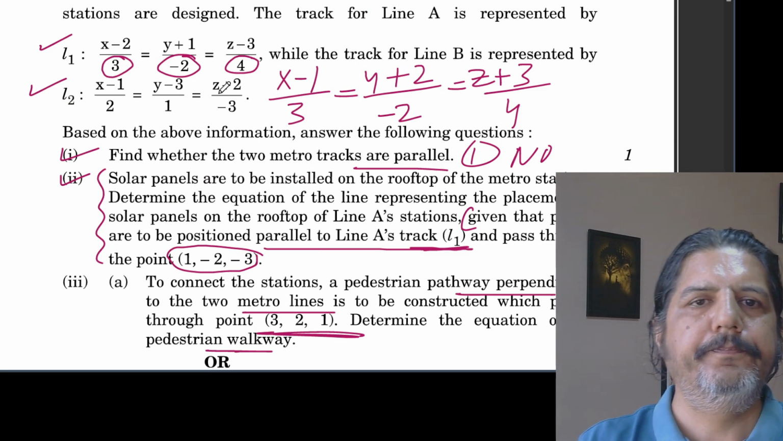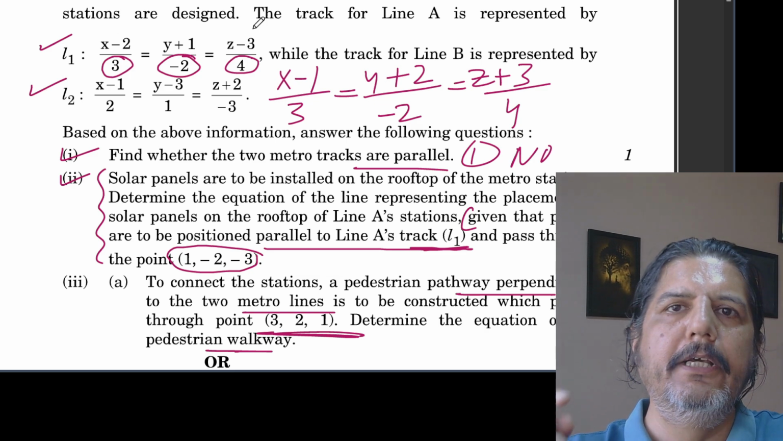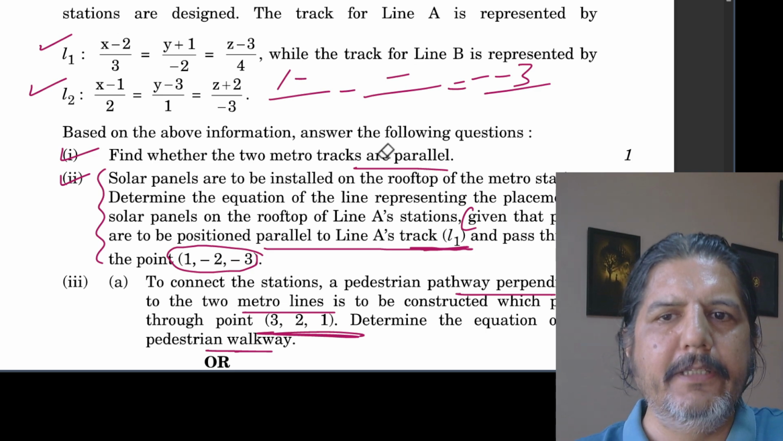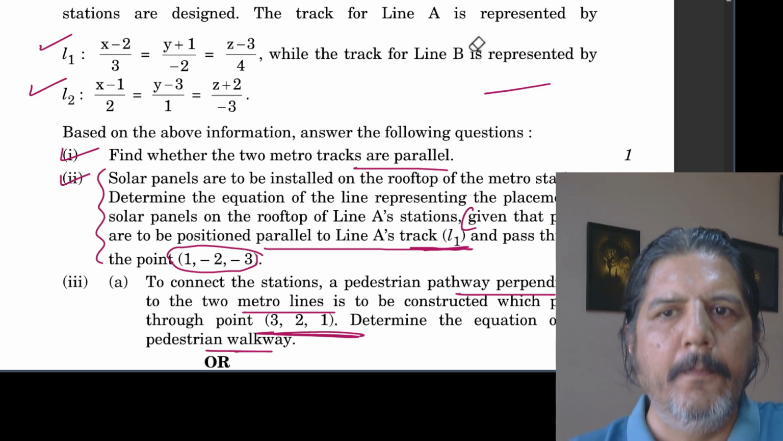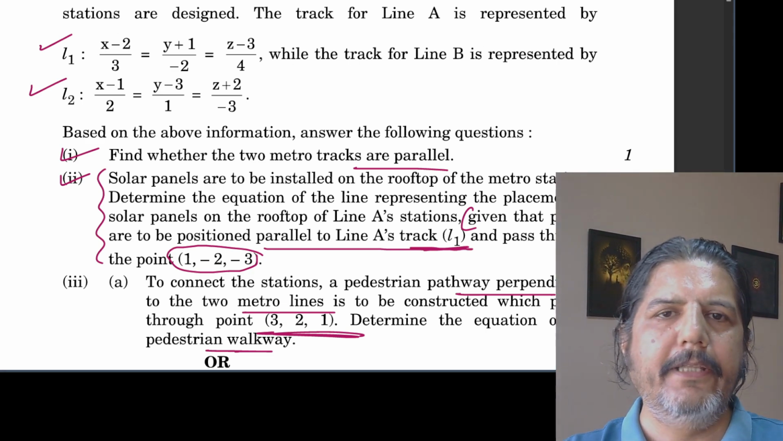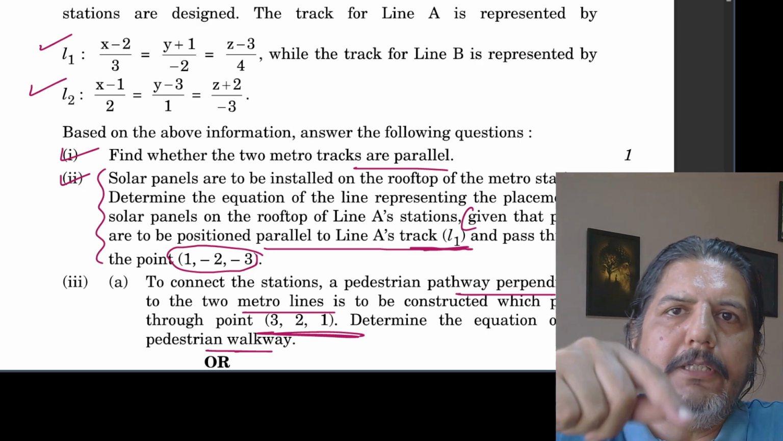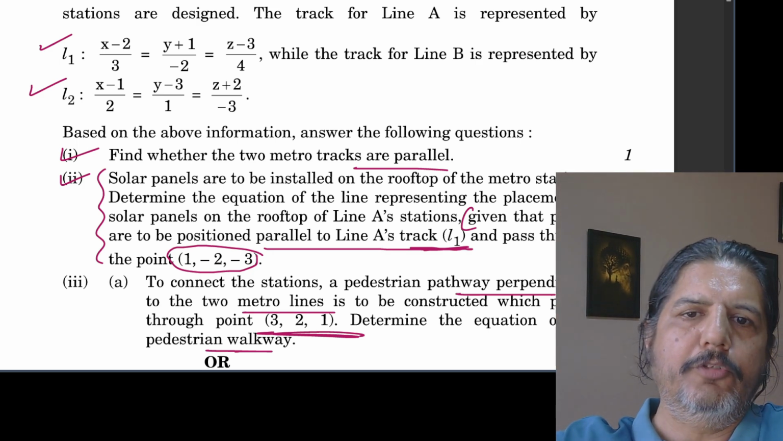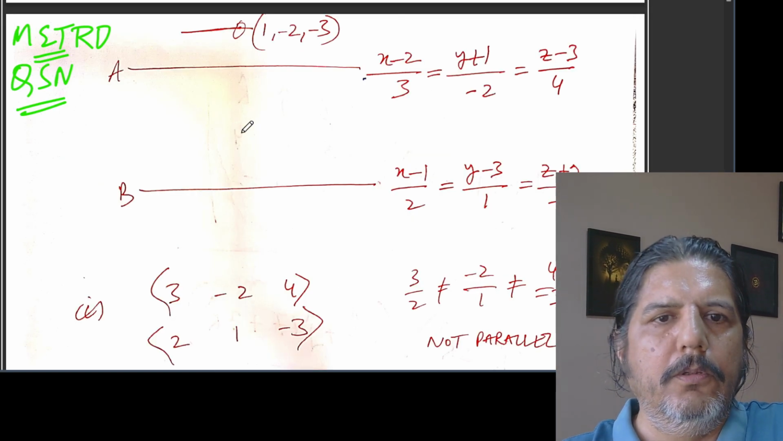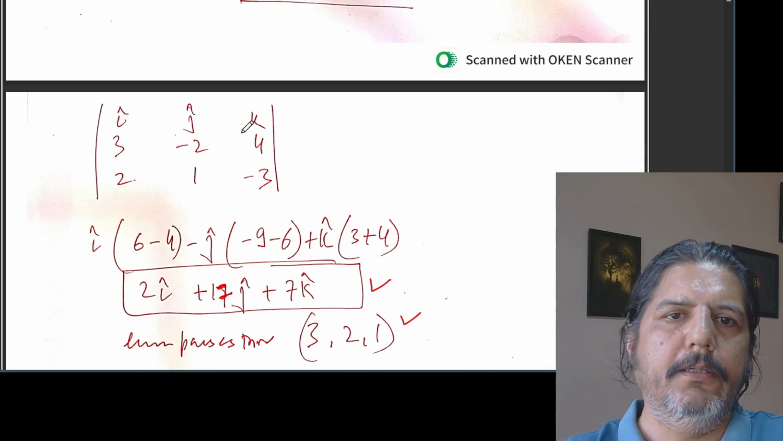To find the cross product, I'll have to write these 2 equations in vector notation. So the first job would be to write the equations in vector form, and then we will have to find the cross product. Using the cross product, I'll be finding the direction ratios of the pedestrian pathway. So how do I find the cross product?